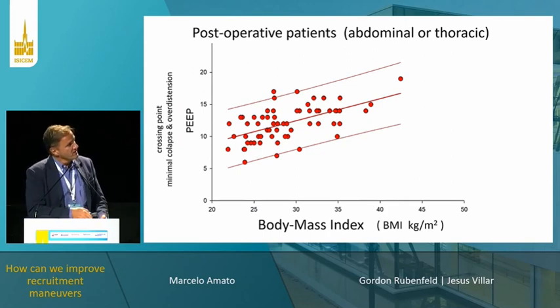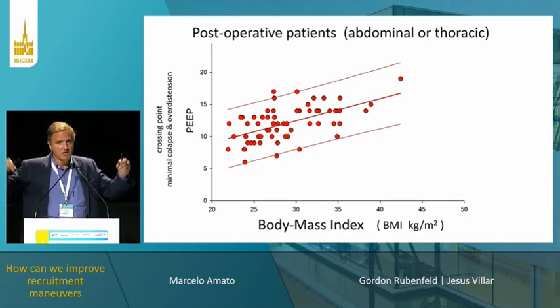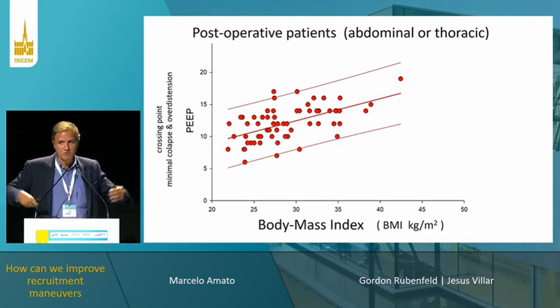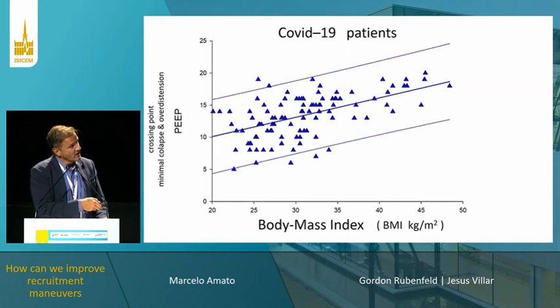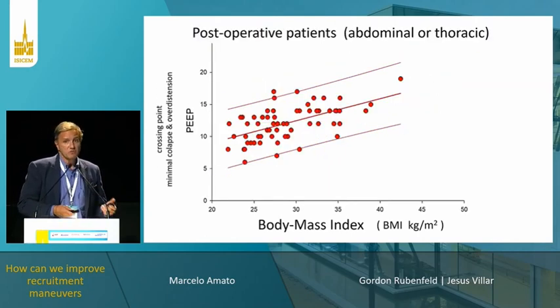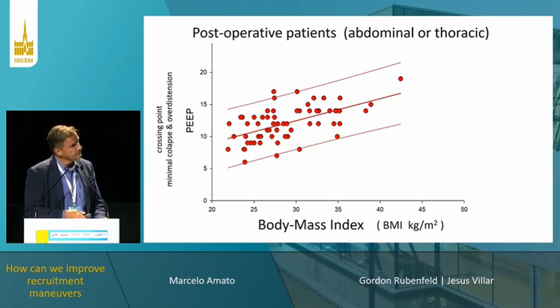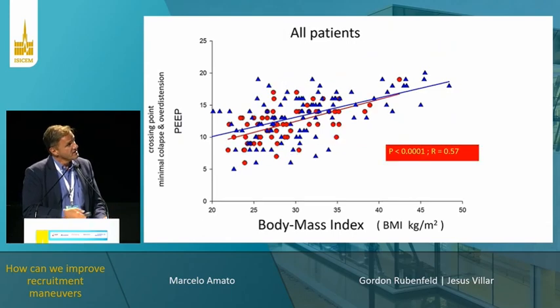Again, plotting these points, this is body mass index, this is the crossing point, so this is the ideal PEEP, the physiological PEEP that we mammals will love. It's much more than we are used to thinking about. This is post-operative patients, so they have normal lungs. There is a striking correlation with body mass index, which means that we should be using more PEEP in obese patients. And this is COVID patients. And the interesting thing is that they're almost the same.